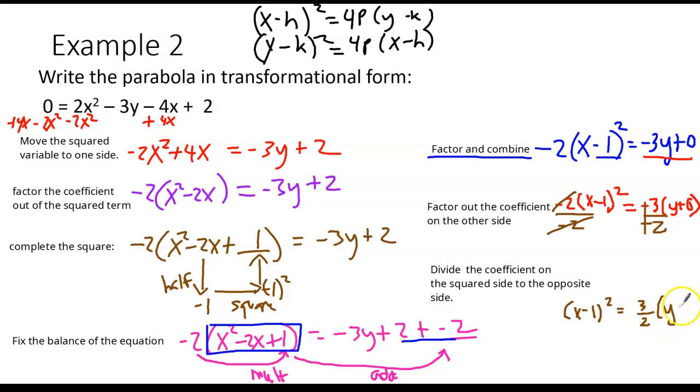And then you could put y plus 0. There's no harm in that. And there it is. So now we're done. So we've changed it from this form into transformational form. And now why would we want to do that? Well, because now we can see what the vertex is, we can figure out what the P is, we could just figure out which direction this parabola is opening, and so on and so forth.